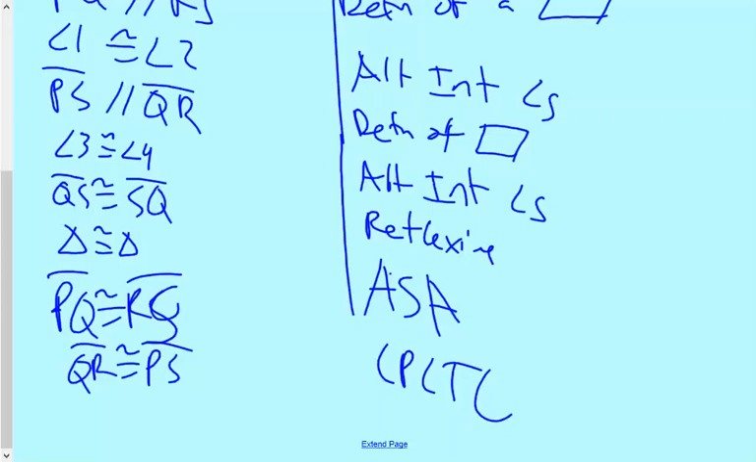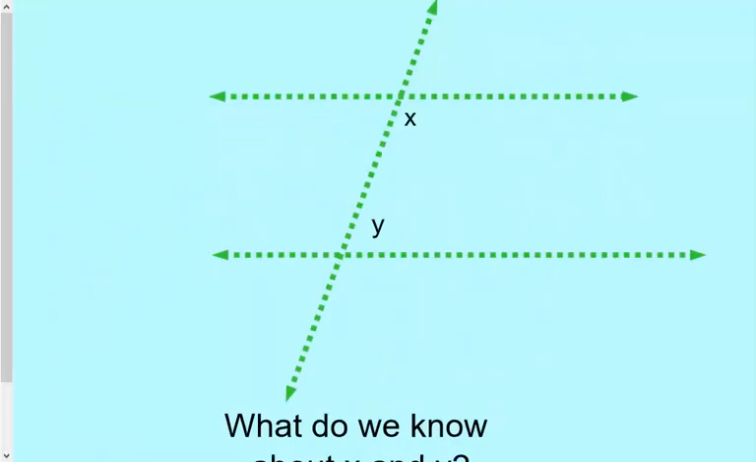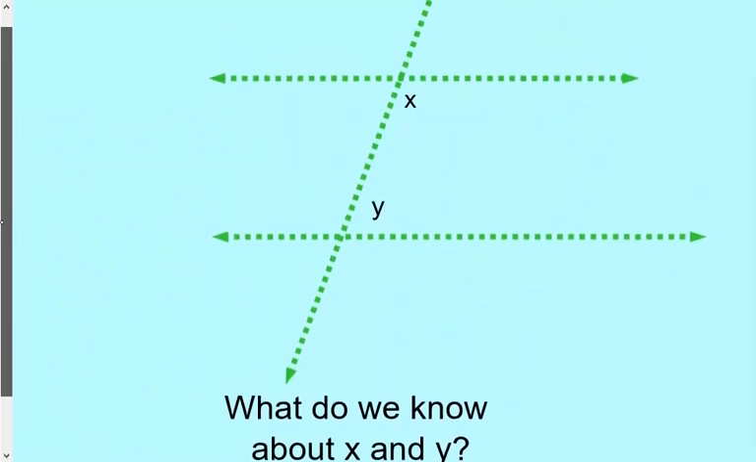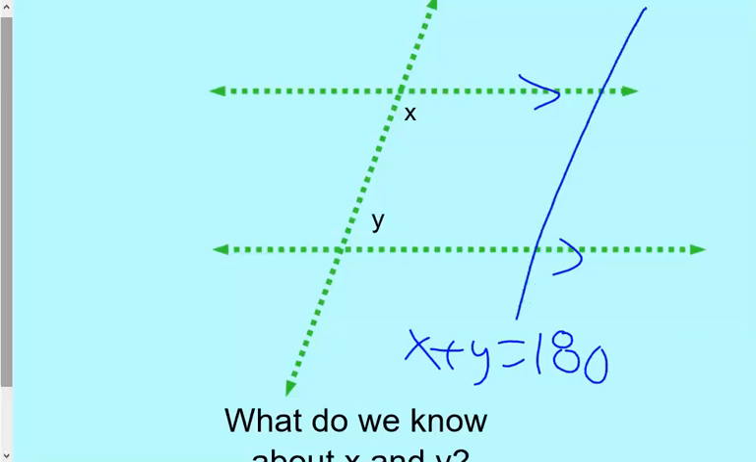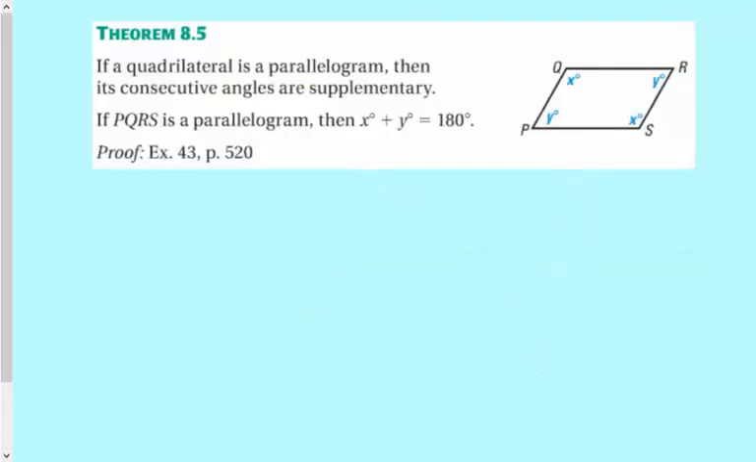So a lot of review here. Okay, here we have a transversal setup. We have same side interior. If these lines are parallel, what do we know about x and y? Well, x and y have to be supplementary. X plus y equals 180. All right, so the idea here is we're going to make a parallelogram, make these parallel too, and same side interior angles are supplementary. So that suggests this theorem right here. If we have a parallelogram, then the consecutive angles are supplementary. So that could be these two, or these two, or these two, or these two. All those are going to be supplementary. And this proof is in the homework. It's a fun proof. I like that one a lot.